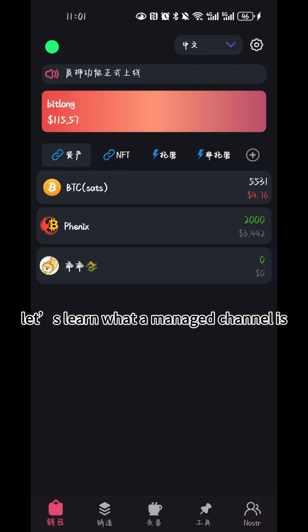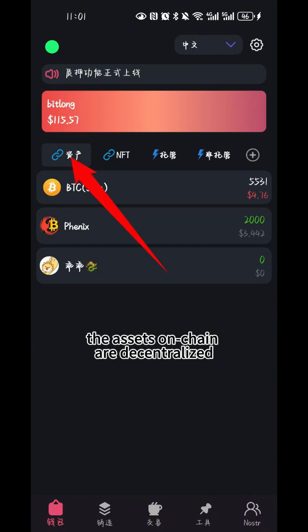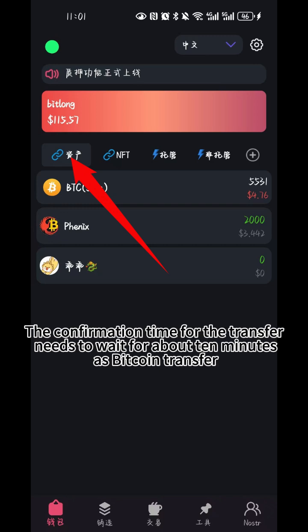Let's learn what a managed channel is, what an unmanaged channel is, and what assets on-chain are. On the Bitcoin mainnet, the assets on-chain are decentralized. Payment incurs a certain gas fee. The confirmation time for the transfer needs to wait for about 10 minutes as Bitcoin transfer.